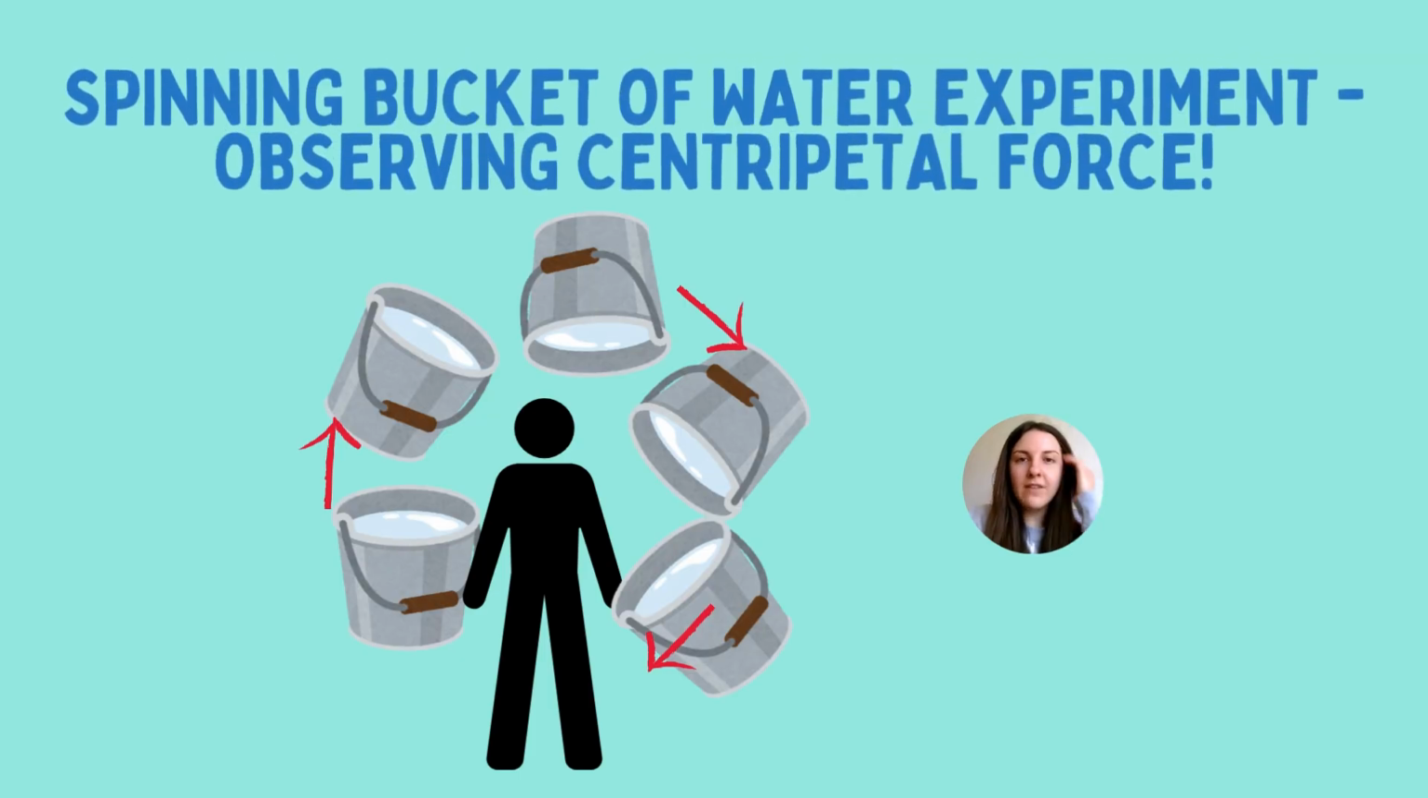This is why, if you've ever got a bucket of water and you've lifted it and spun it around a few times, the water stays inside the bucket even when it reaches the top of that circle. And this is because of centripetal force. The centripetal force causes the movement of the water to go within the bucket itself and not fall out as it moves around.